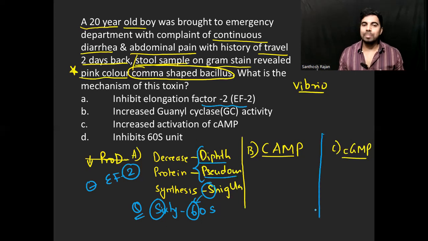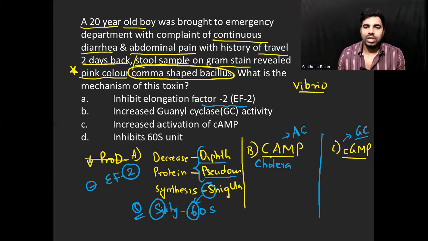Now the cyclic AMP mechanism, you already have the clue: C for cholera. So we are close now. Cyclic AMP works through adenylate cyclase, and cyclic GMP works through guanylate cyclase. The mechanisms are similar, so don't confuse them. So remember cAMP.